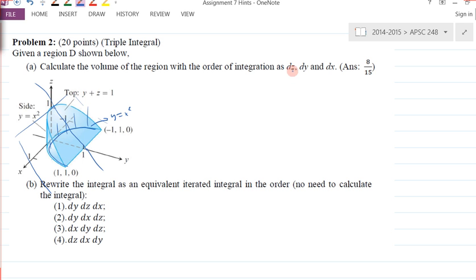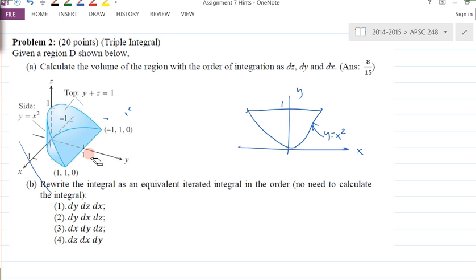If we decide to do dz first, as we learned, we need to know what the shadow or the projection of the region in the xy plane looks like. So project this region D into the xy plane, and we end up with this shape right here. If you draw it out, this is x, this is y, and that's the projection. This curve is y equal to x squared, and this is 1 here. Once you know this, we can follow the steps of finding limits.